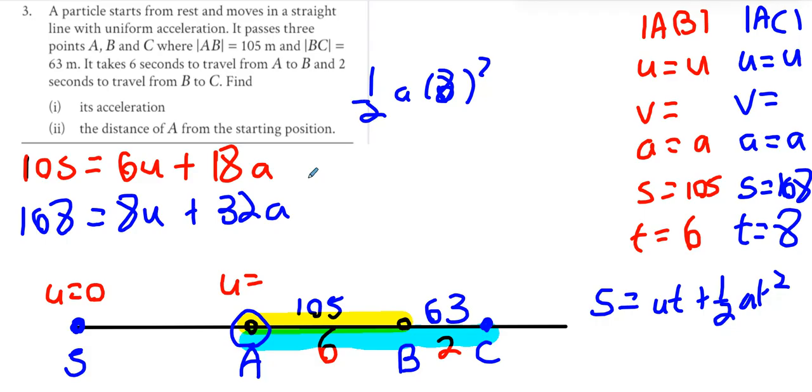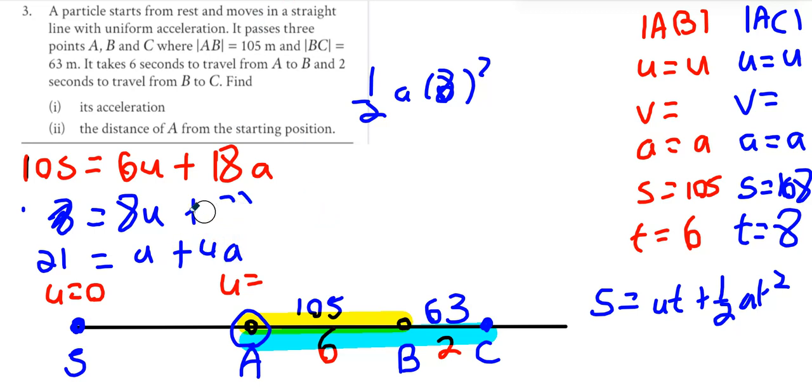We code that. Now, see that second equation, the blue one? Would everything divide by 8? It would, wouldn't it? So what do you reckon it is then? 21 equals U and what's that, 4A?